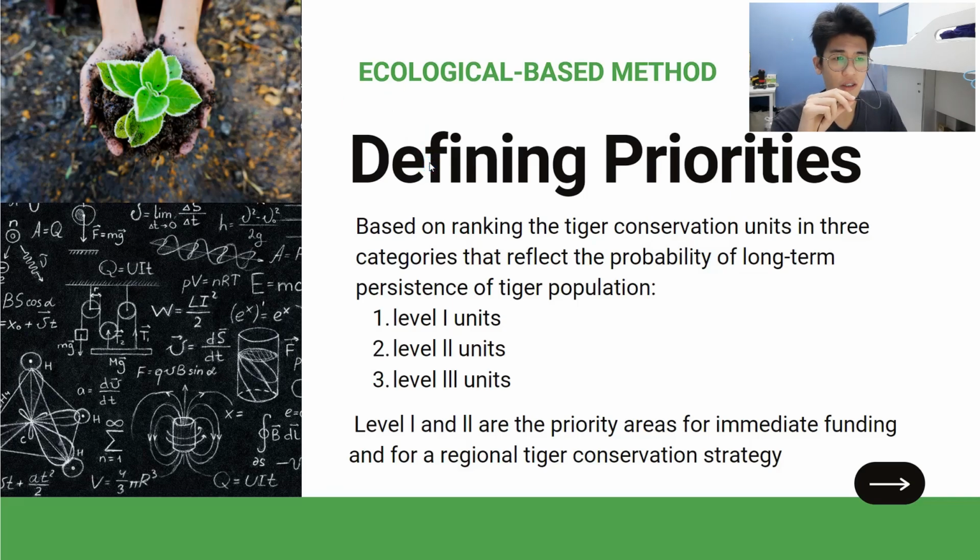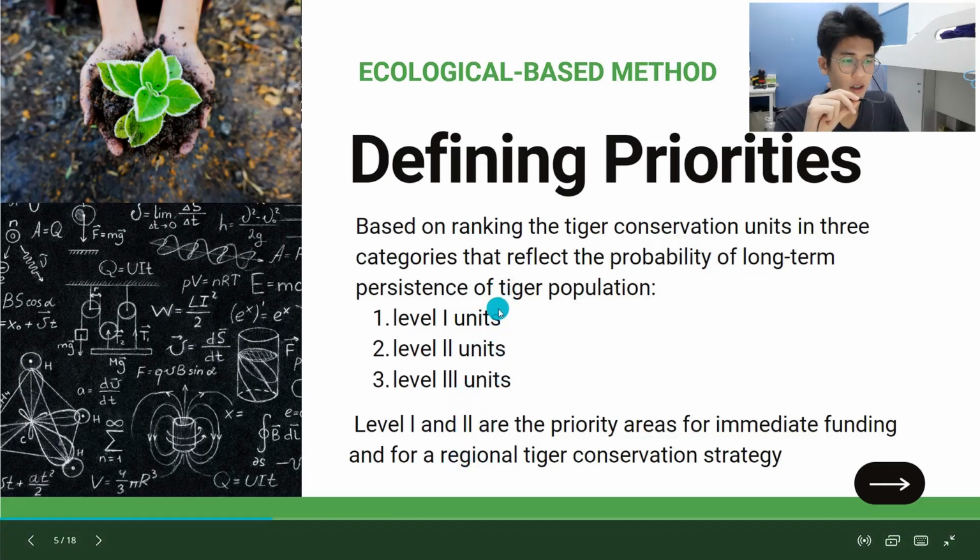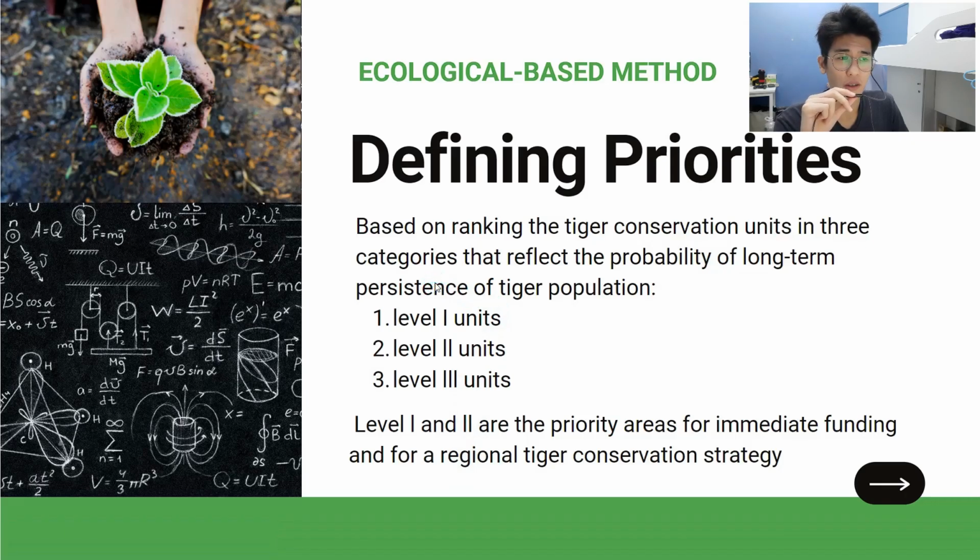Since the habitat is very large around the world, there is no way that we can pinpoint accurately the number of tigers or how they live. So they define priorities. The priorities are divided into 3 levels: level 1, level 2, and level 3. Level 1 and level 2 are the most prioritized areas because they have the highest probability for the tiger to survive or reproduce to increase its own population. So they are given immediate funding for the conservation strategy.